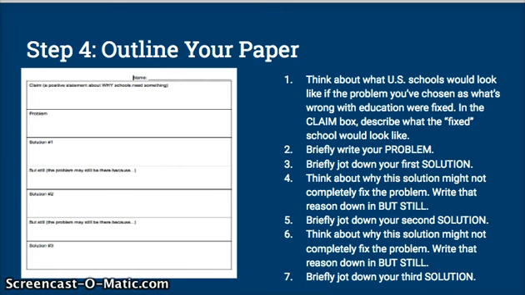Then number 2, write down your problem. Your positive idea of school isn't there because of this thing. Then think about what would fix it. So solution 1, and write that in. Think through why that solution still might not completely fix the problem. Write that down in but still.